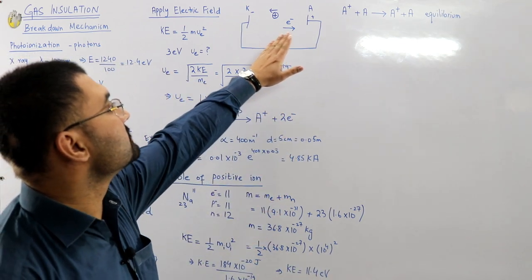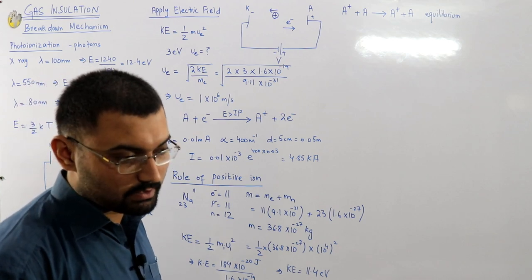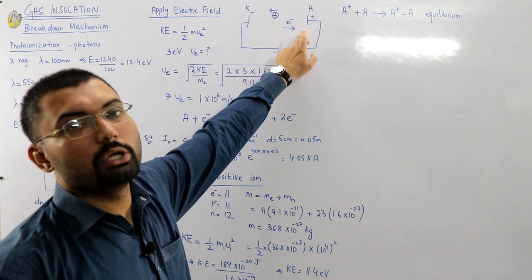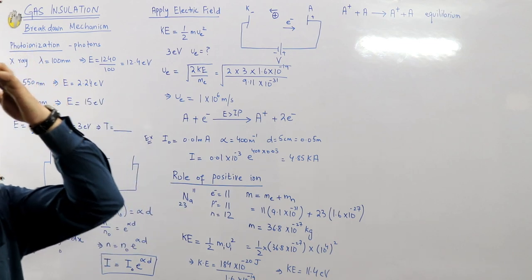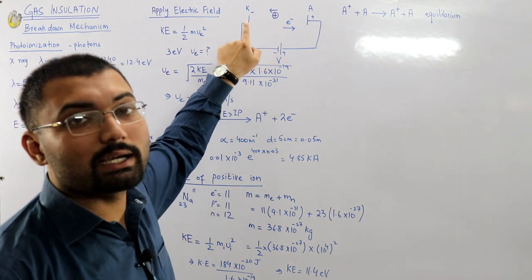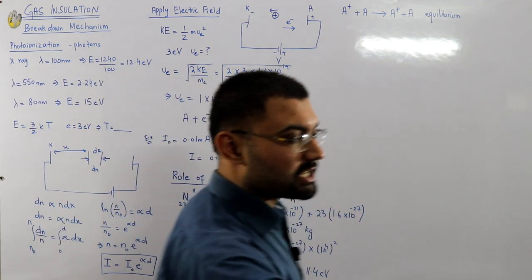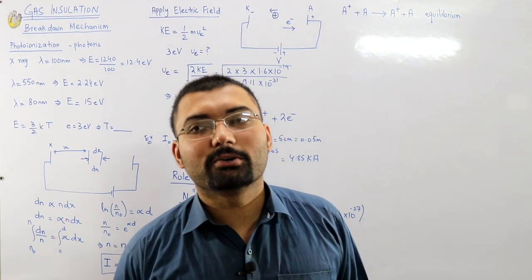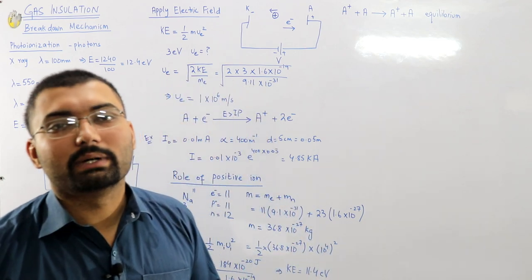But the positive ion is moving with the field with a certain energy. The electrons, when they reach the anode, will be absorbed into the anode because they are very light particles. But the positive ion, when it reaches the cathode, will not be absorbed because of its higher mass. It will collide.